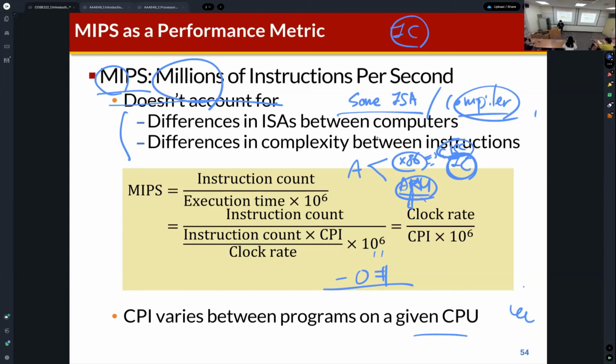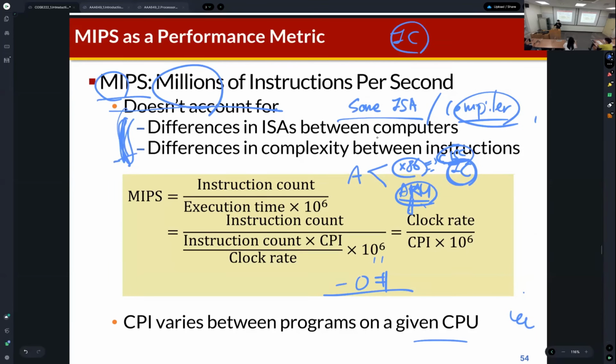But you need to remember that in order to use MIPS as a performance metric, certain conditions should be met. You can find the relevant question in homework assignment number one, where I asked how we can use MIPS as a performance metric. Sometimes students are confused because MIPS is a very intuitive metric, but in order to use it, these conditions should be met. So we need to remember.